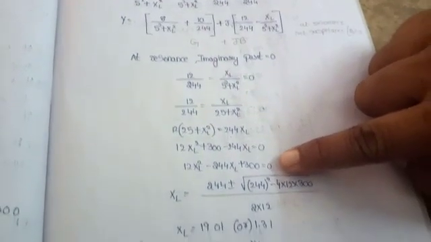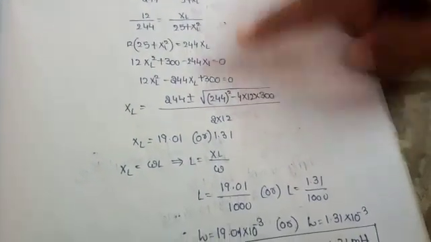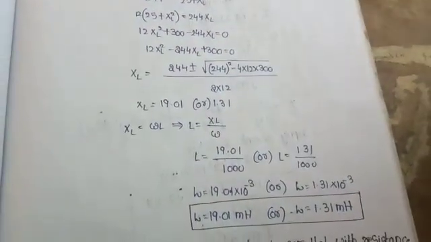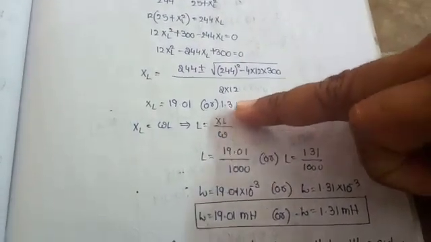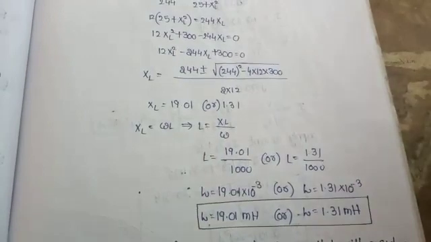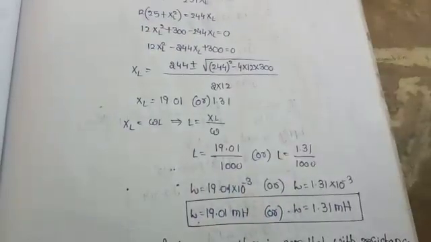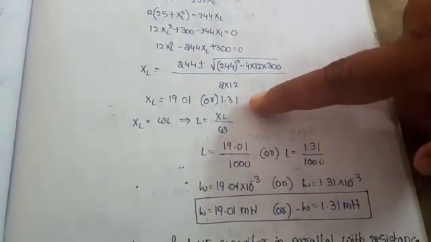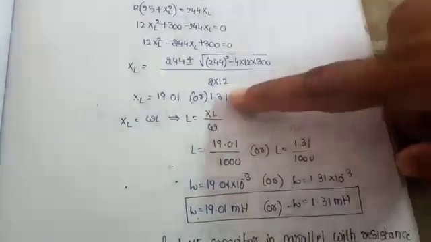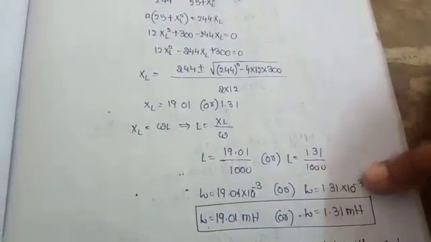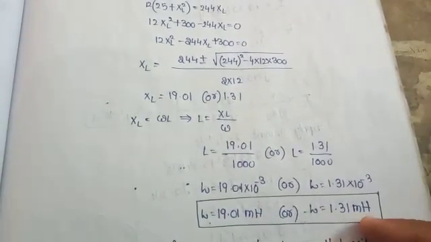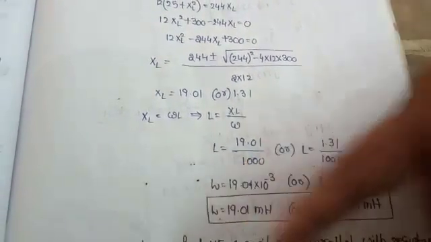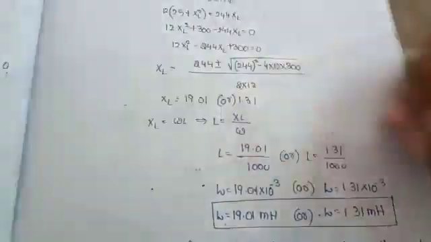Cross multiplying this, we get a quadratic expression in terms of inductive reactance, and using the formula minus B plus or minus root of B square minus 4AC by 2A, we get the XL values 19.01 and 1.31. So XL is equal to omega L, that is L is equal to XL by omega. 19.01 divided by omega, which is given as 1000. So the L value is 19.01 millihenry or 1.31 millihenry. This is the range of inductor for the given circuit.